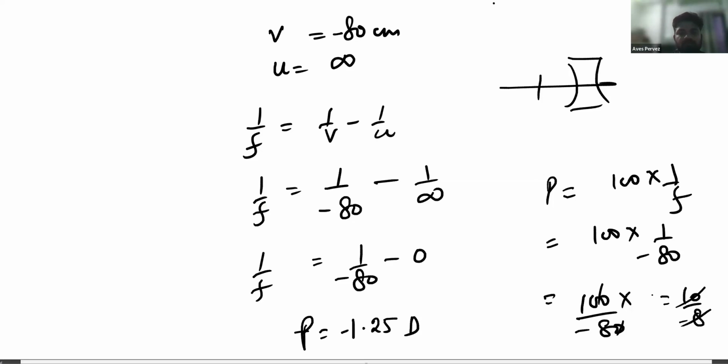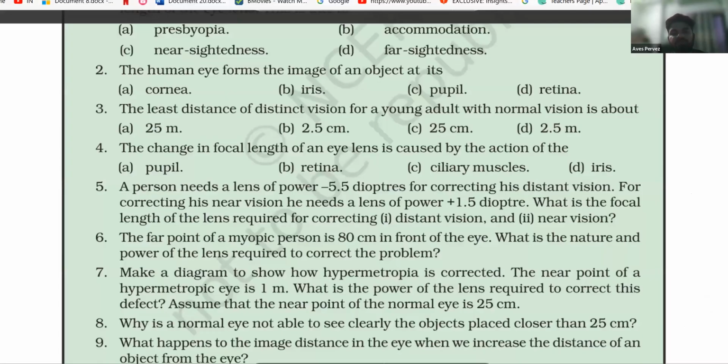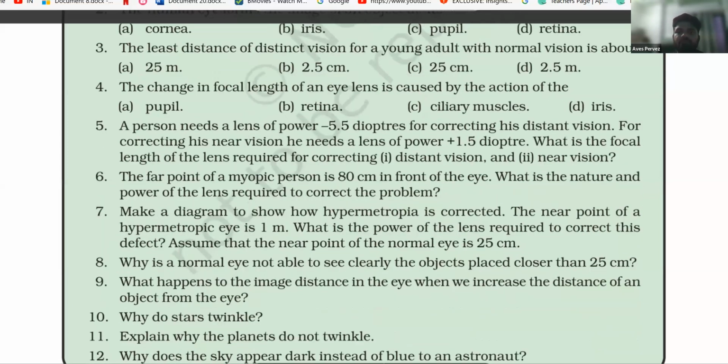That is question number 7. Note this question number 7. Everybody, question number 7.